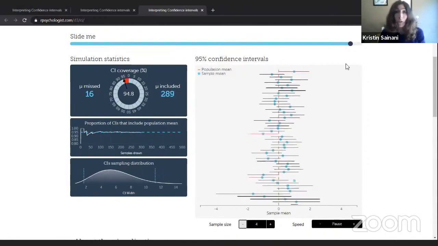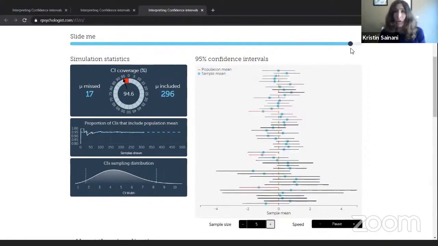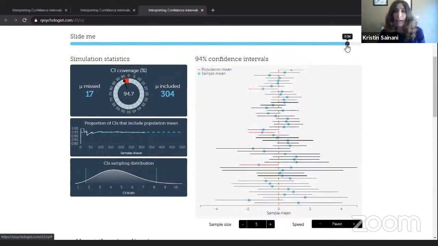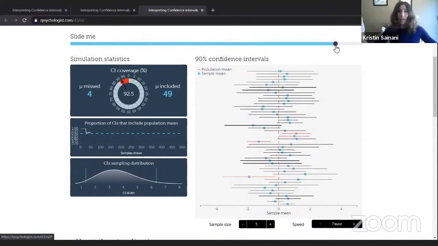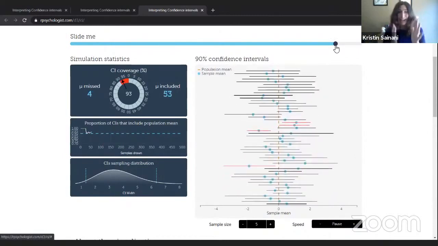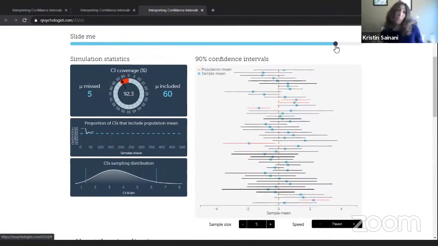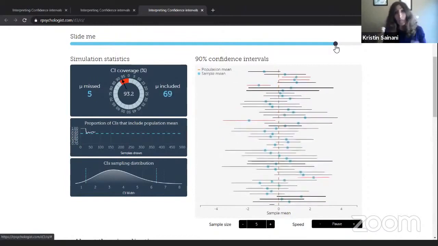The other thing you can alter in this simulation is the confidence level. For example, we can go down to a 90% confidence interval rather than a 95% confidence interval. What you'll notice is that all the confidence intervals shrank. They got narrower, because now I just want to capture the true mean 90% of the time, and I'm okay with missing it 1 in 10 times. So I can make them narrower and still accomplish that.